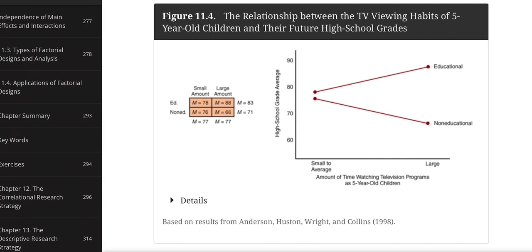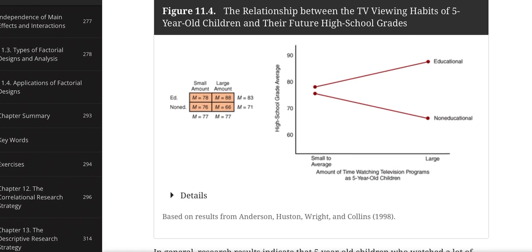Specifically, it looks like, and you can see this from this graph as well, that educational programming led to higher GPAs than non-educational programming. Again, because the mean was 83 and the other one was 71, but also if you look at the graph, the educational line is higher than the non-educational line, right? So that would lead you to believe that watching educational programming as a 5-year-old leads to higher GPAs. But obviously, you know where we're going with this because it's an interaction. It's not going to be that simple.